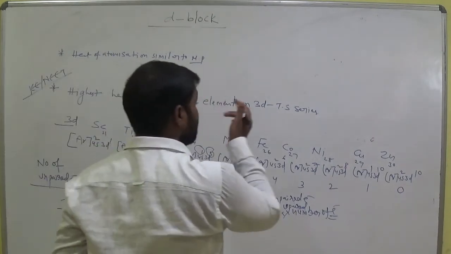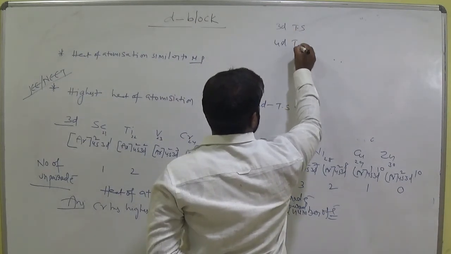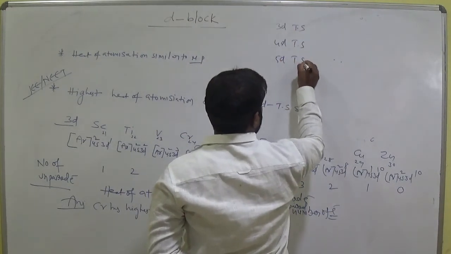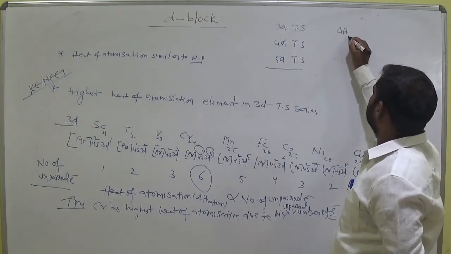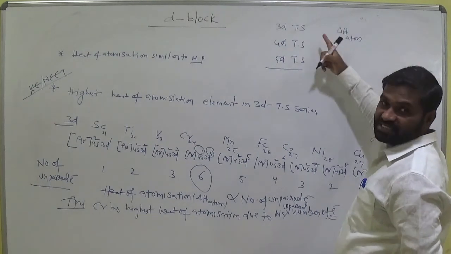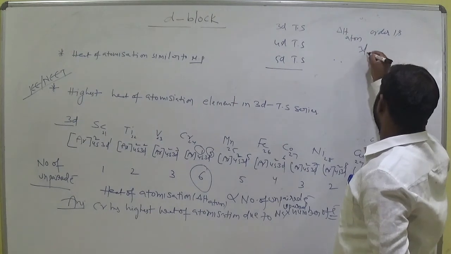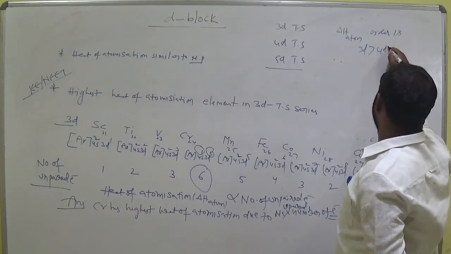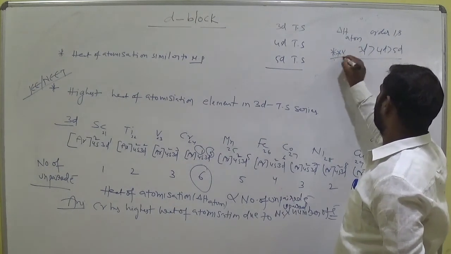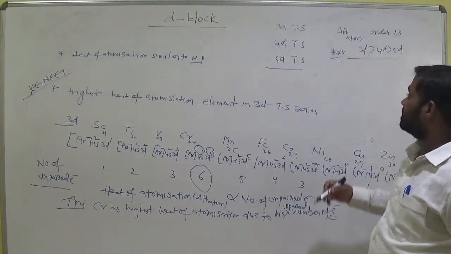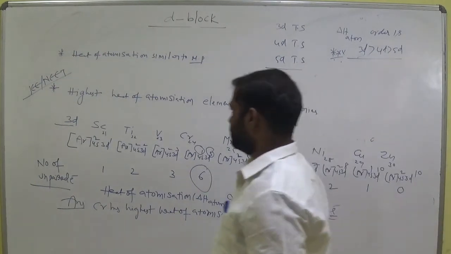When we compare the 3D transition series and 4D transition series, 5D transition series, okay, so delta H atom, the atomization order is 3D transition series greater than 4D transition series, 5D. Okay, so heat of atomization is maximum for 3D transition elements than 4D. Okay, keep that in our mind.